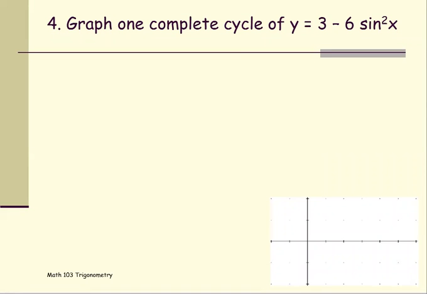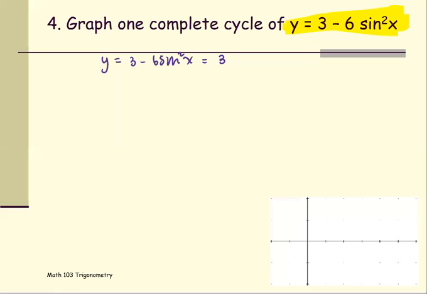For this problem, we are going to graph one complete cycle of the function y equals 3 minus 6 times sine squared x. As we have y in terms of 3 minus 6 times sine squared x, let's simplify it. Let's see what we can do. y equals 3 minus 6 sine squared x.